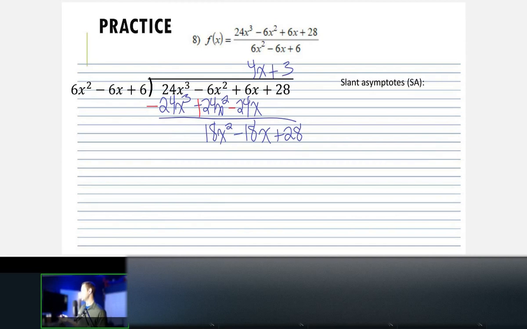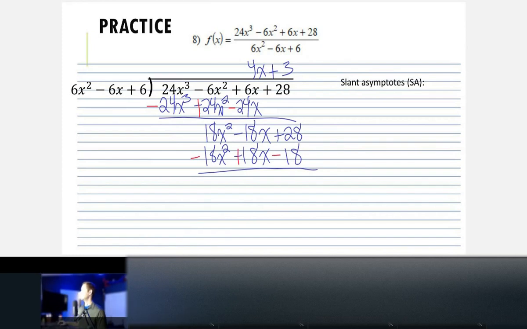And then really I could stop here, but I'm going to show the work to make sure that 3 actually works properly. So we do 3 times 6x squared is 18x squared. 3 times negative 6 is negative 18x. And then 3 times 6 is positive 18. And of course, don't forget to flip our signs. We're doing long division. Becomes a negative, becomes a positive, becomes a negative.